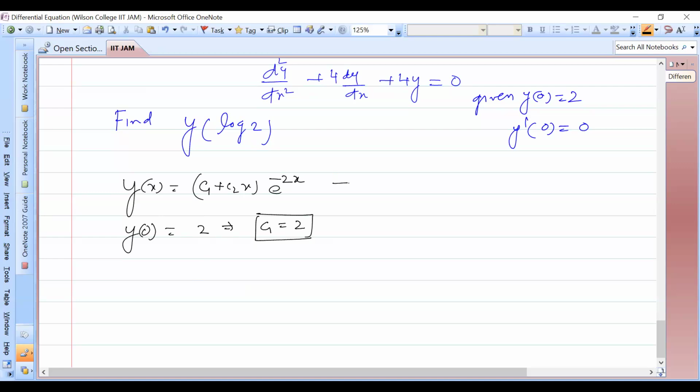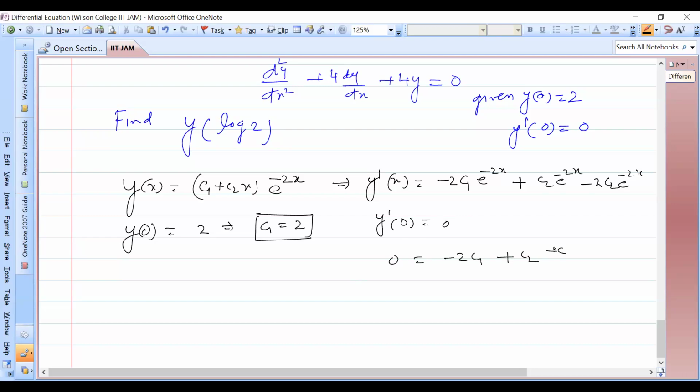Yes, sir. And from here, what is y dash x? It can be written as minus 2 times C1 e raised to minus 2x plus C2 e raised to minus 2x minus 2 times C2 x e raised to minus 2x. And we have already calculated the value. So here y dash 0 equals 0, which means 0 equals minus 2C1 plus C2 minus 2 times C2.